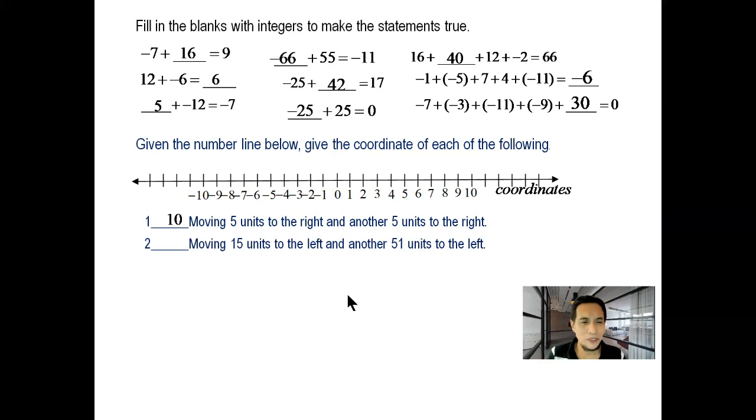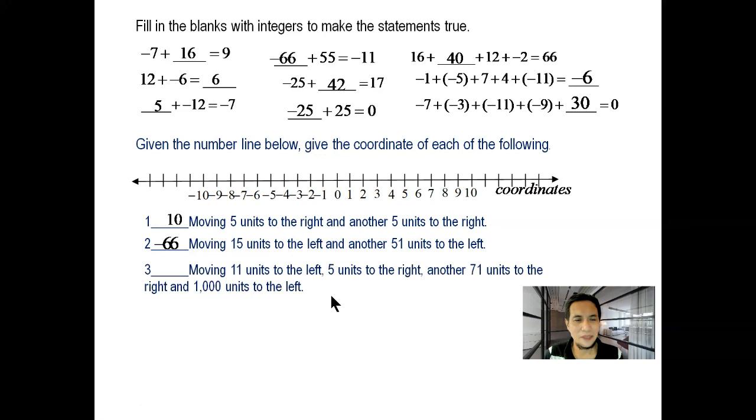Let's go to number 2. Moving 15 units to the left and another 15 units to the left. So we are adding two negative numbers. Negative 15 plus negative 15. The answer is negative 30. Last number.